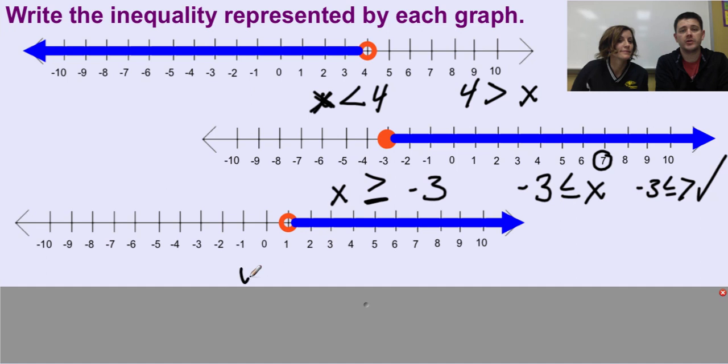X. I'm going to do W just to make you mad. 1. All right. Open circle, no line. Open circle, so no line, but they shaded in numbers bigger than 1, so greater than 1. So W is greater than 1, or 1 is less than all of our numbers. Either way you want to write it.